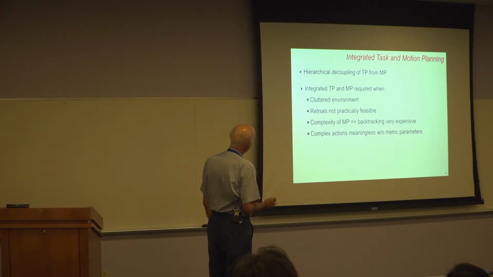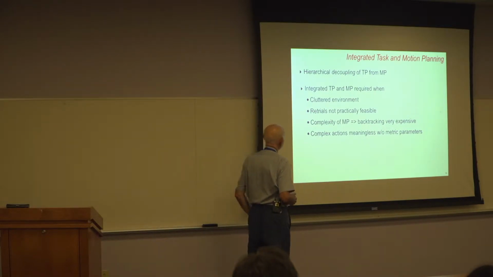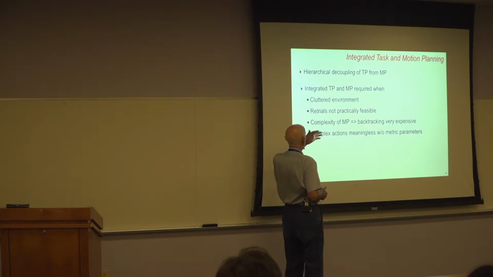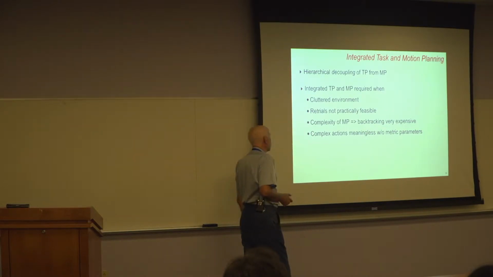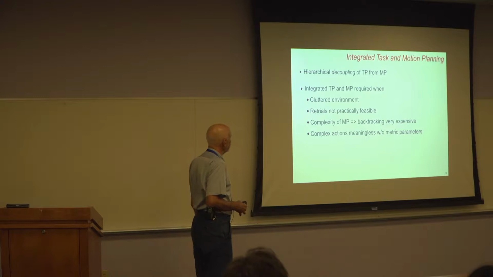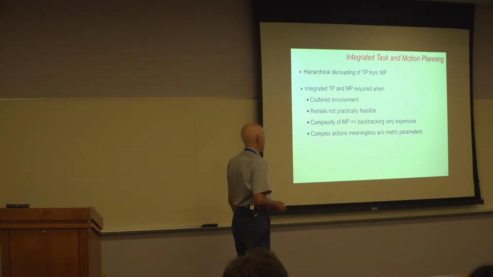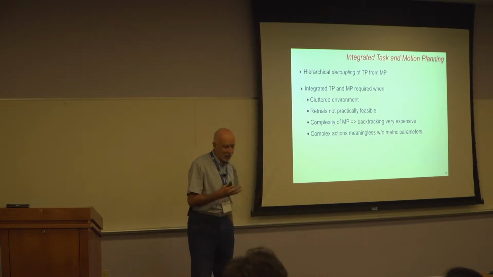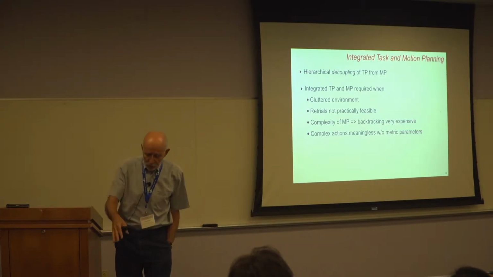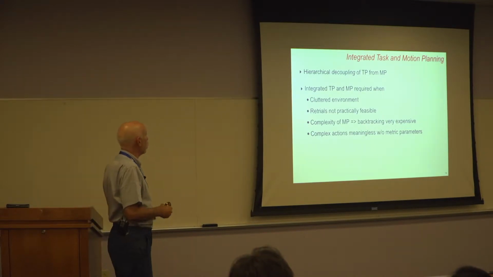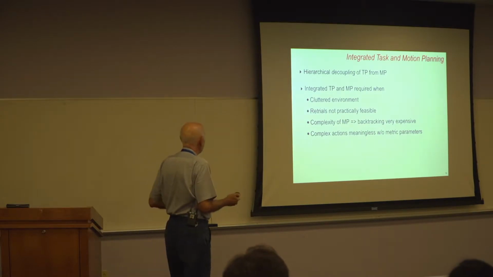Instead of hierarchical decoupling, you can try to integrate them. And this integration is needed, again, in cluttered environments, where retrial is not practical because of the complexity of motion planning. Backtracking is very expensive, and complex actions such as grasping and so on do not make sense without metric parameters, because it will change your plan completely depending on where you put the object, what other objects you have considered before, in particular with respect to grasping or stability and dynamic constraints.